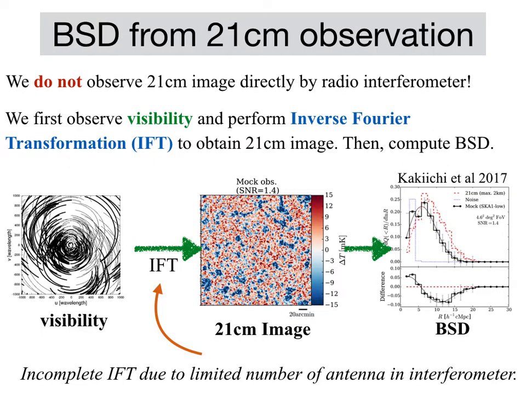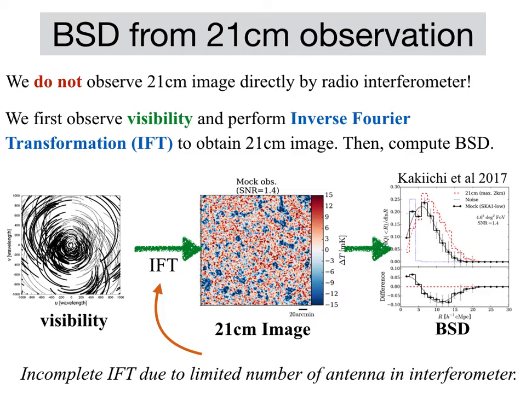Here, I introduce the traditional method to measure the bubble size distribution. First of all, I want to emphasize that we do not observe the 21 cm image directly with a radio interferometer. Instead of observing 21 cm images, a radio interferometer provides us visibility, which is the Fourier transformation of the image map. Therefore, we need to perform an inverse Fourier transformation to obtain the 21 cm image. Finally, we compute the bubble size distribution from the 21 cm images.